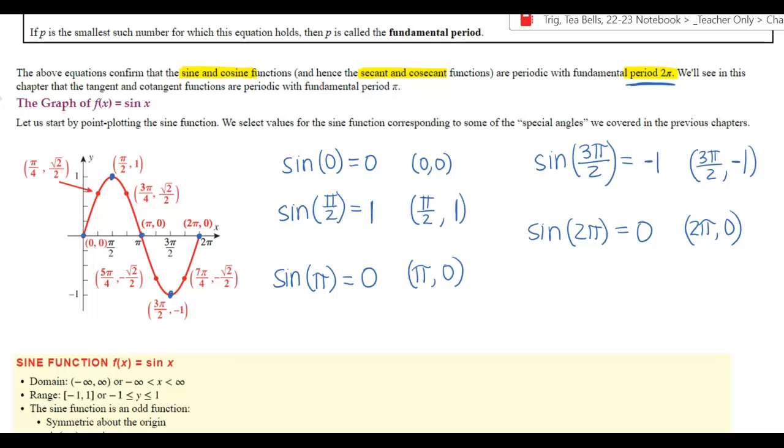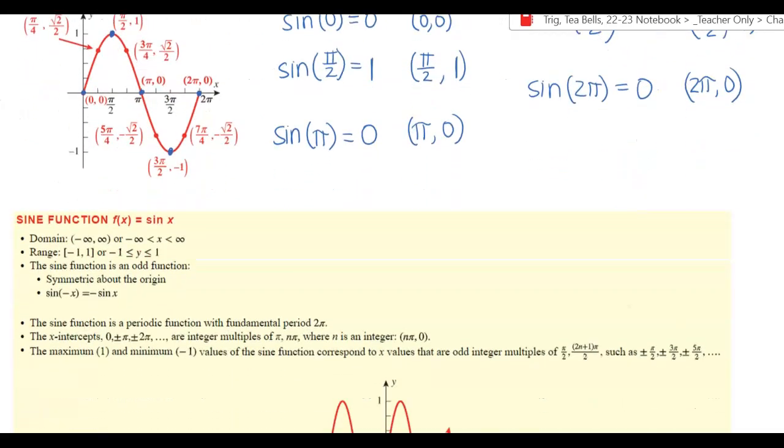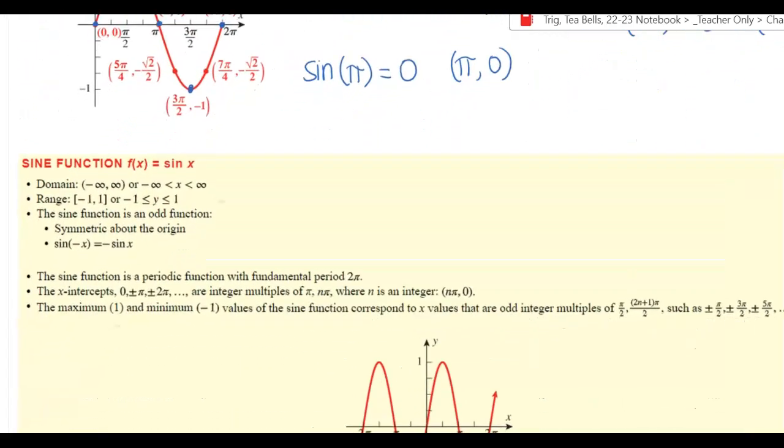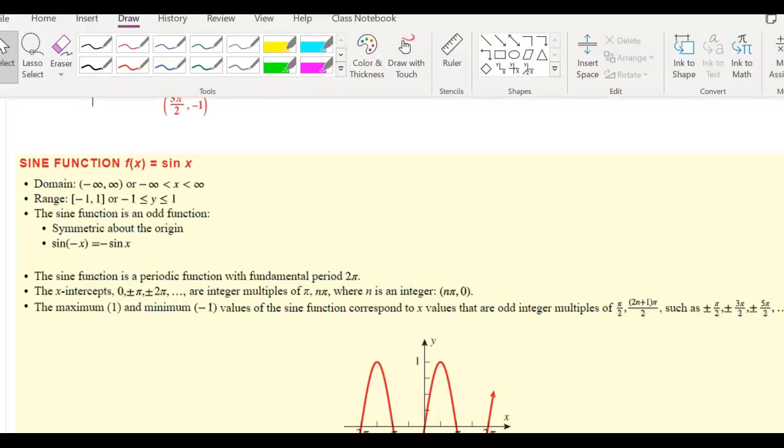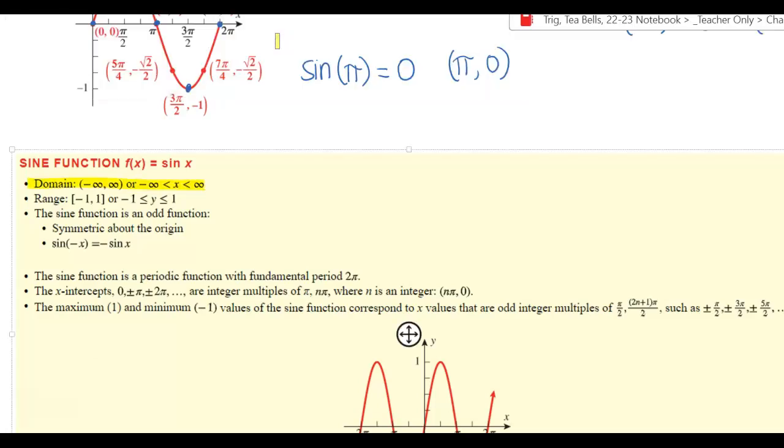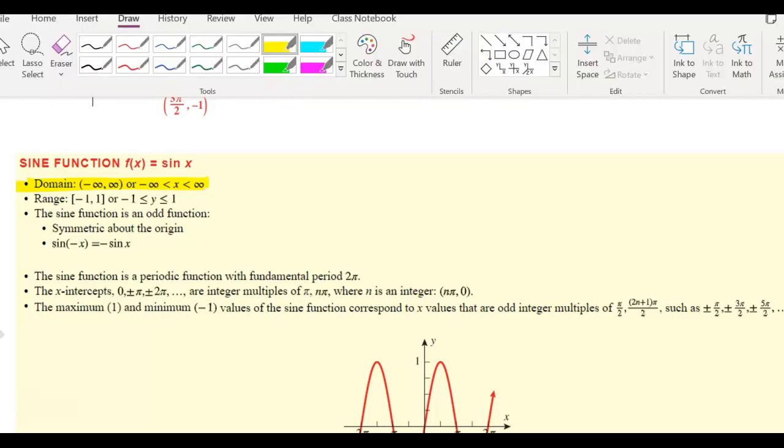Okay, so just some more details about the sine function. Our domain, which remember is our x values, is from negative infinity to positive infinity. It's going to go on forever and ever.